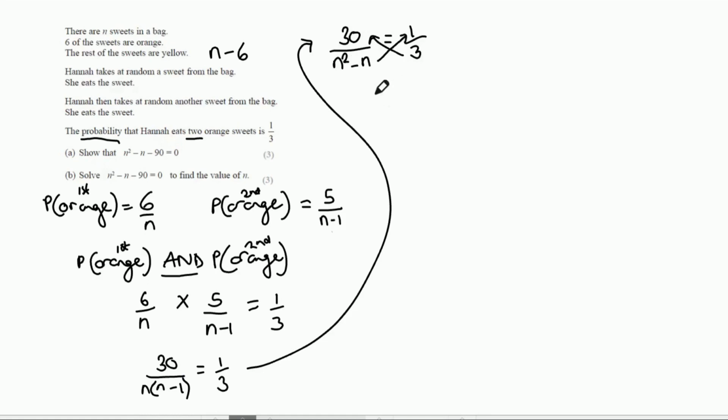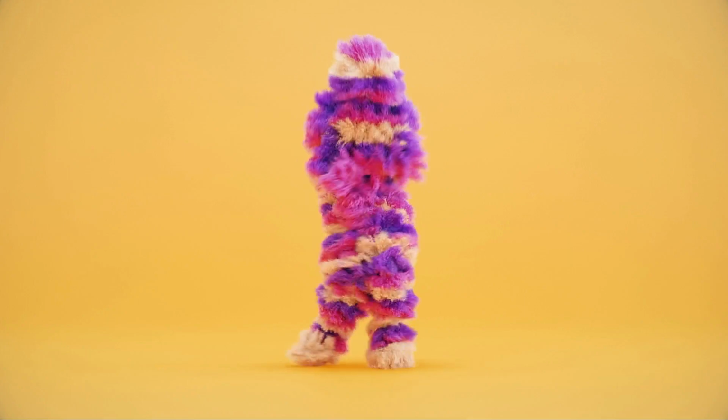So 3 times 30 is 90. And n squared minus n times 1 is n squared minus n. And then we just need to collect everything to one side. So I'm going to take 90 away from the left and take it away from the right. So we end up with 0 equals n squared minus n minus 90 as required. So excellent. We've done part A. Wasn't too bad after all.